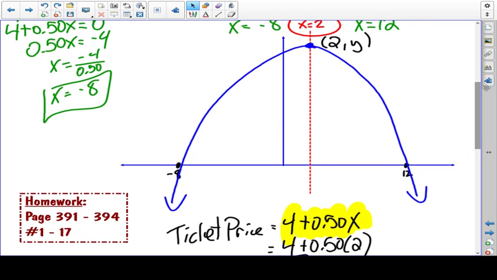So we've got page 391 to 394, numbers 1 to 17 for homework here. And that is going to be your homework. But before the end of class, I am going to give you 1 or 2 questions, probably from that set, that I'm going to mark tomorrow. Okay? We'll talk more about that towards the end of class.